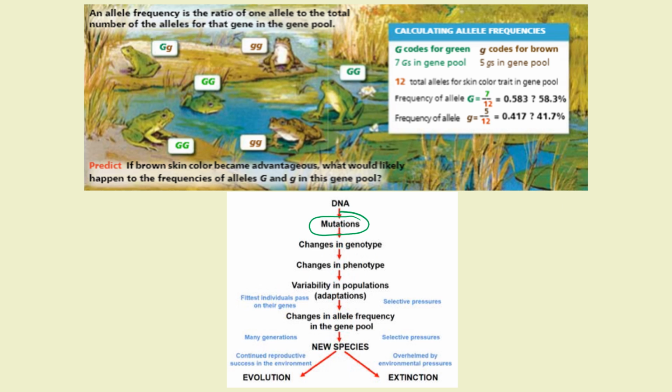A mutation in the DNA changes the genotype, changes the phenotype, and creates variability within the population. With the allele frequency in the gene pool being changed, a new species can arise. If the reproductive success in the environment is good, evolution occurs. If this new species is overwhelmed by environmental pressures, then extinction occurs.